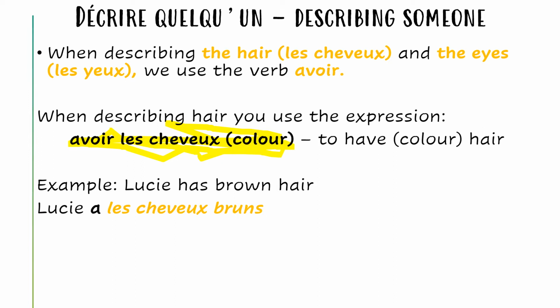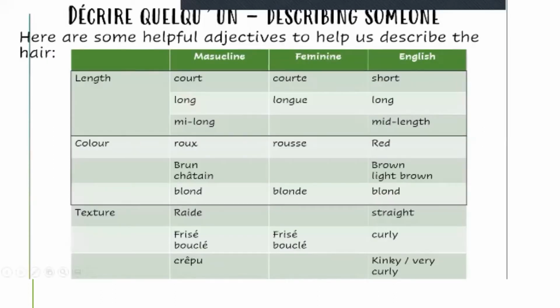All right, so for example, we have here below, Lucy a les cheveux bruns. What does that mean? That means Lucy has brown hair. Let us put it into practice and see what that means concretely. All right, let's just try to employ these expressions on our own. On y va.